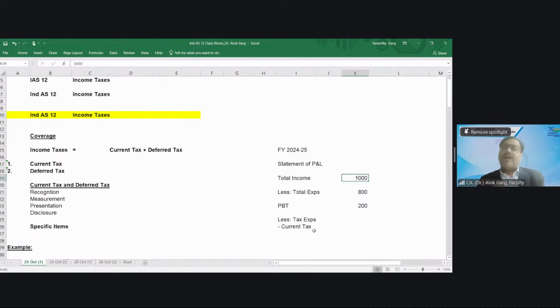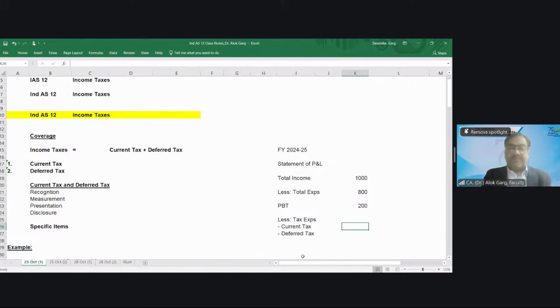So this is how you prepare your computation of income. This is how you arrive at taxable income. This is how you arrive at the tax liability. And my dear friend, this is known as current tax, provision for current tax, or current tax. Then the next item is deferred tax. Deferred tax, right?